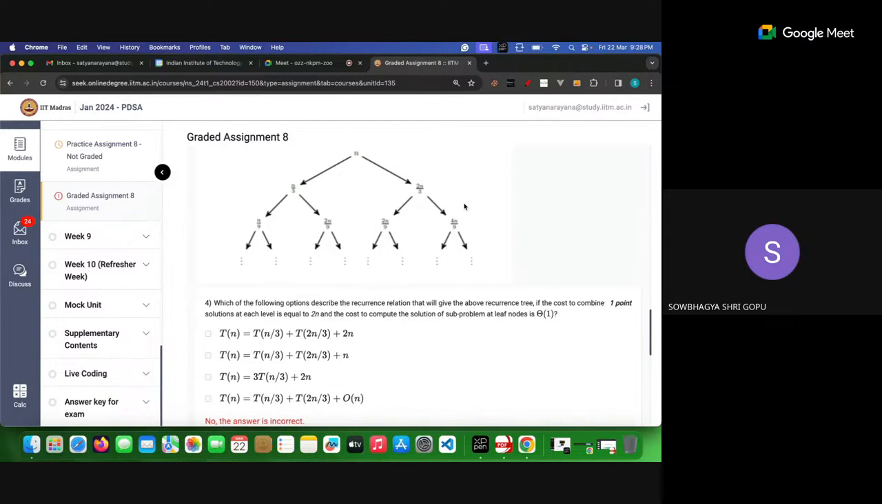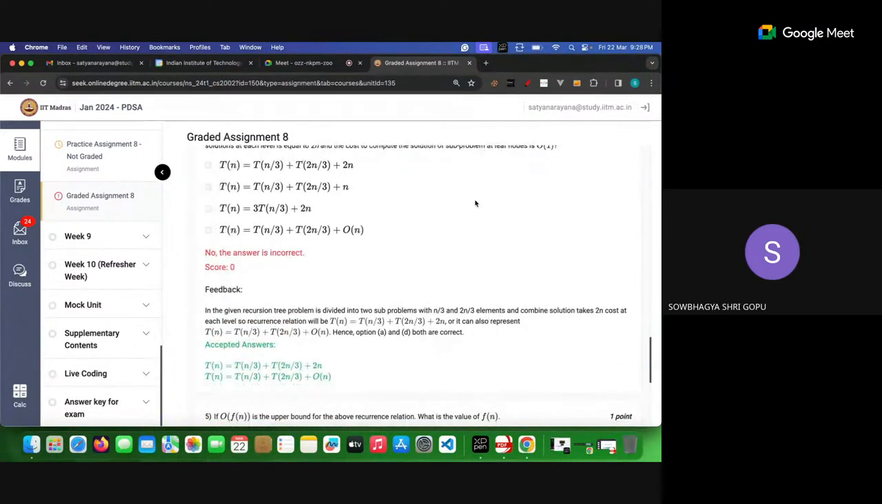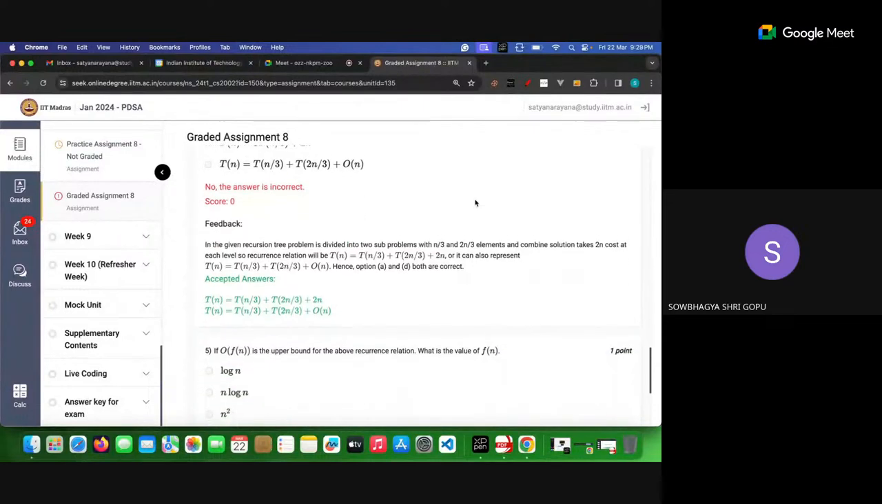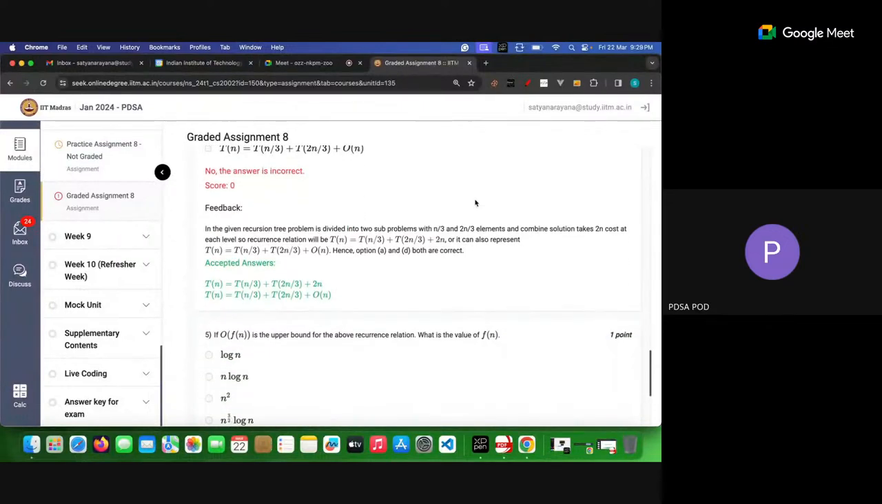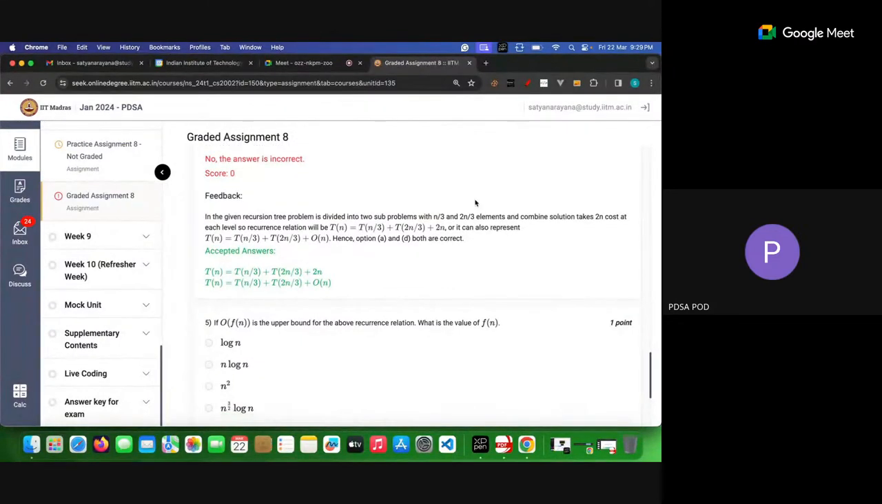The fourth one is clear, sir. But the fifth one, how to solve this recursion relation? The fourth one is clear, but solving the relation is the problem. The fifth one is: if O of f of n is the upper bound of the above recursion, what will be the value of f of n?